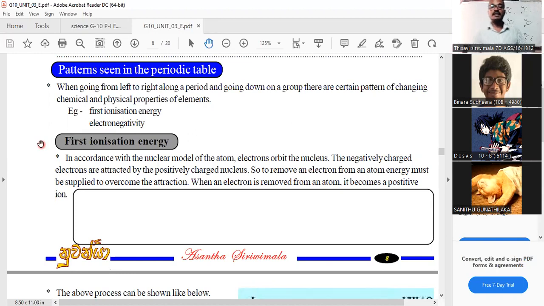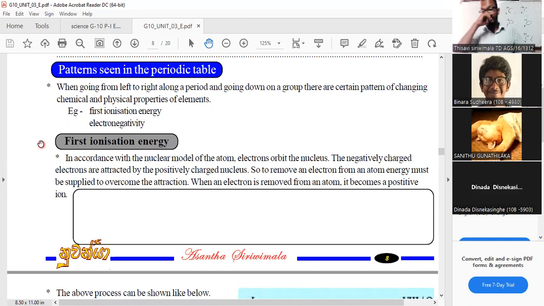Right. It says like this. In accordance with the nuclear model of the atom, electrons orbit the nucleus. The negatively charged electrons are attracted by the positively charged nucleus. So to remove an electron from an atom, energy must be supplied to overcome the attraction. When an electron is removed from an atom, it becomes a positive ion.